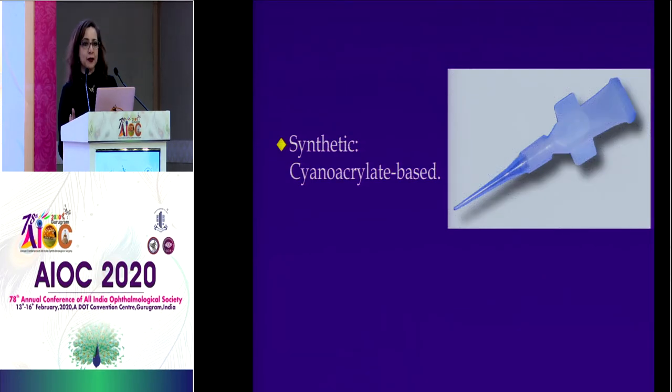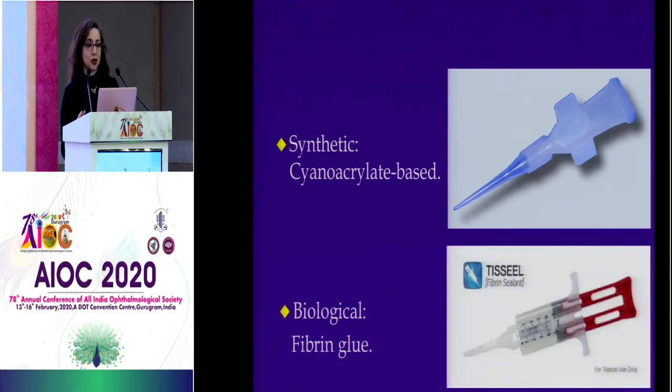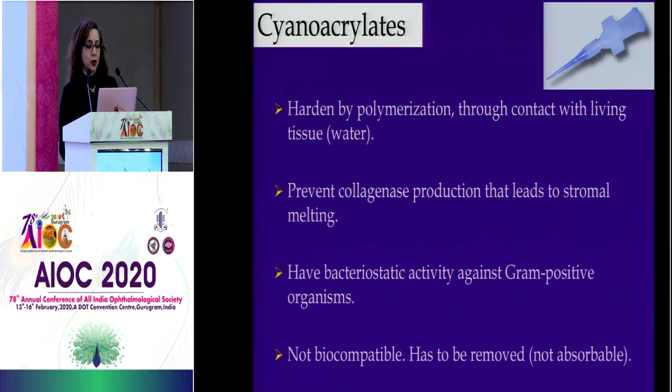We all know that there are two types of corneal glue: the cyanoacrylate based, which is the synthetic glue, and the fibrin glue, which is a biological glue. First I'm going to speak about the cyanoacrylate glue. It hardens by polymerization, so initially it is liquid. Once it gets in contact with tissue, because of the water content, it becomes hard. It also has the advantage that it prevents collagenase activity, so it helps to reduce melting in melting corneas. And it is bacteriostatic against some gram-positive organisms, but not gram-negative, so it can also help in managing infections.